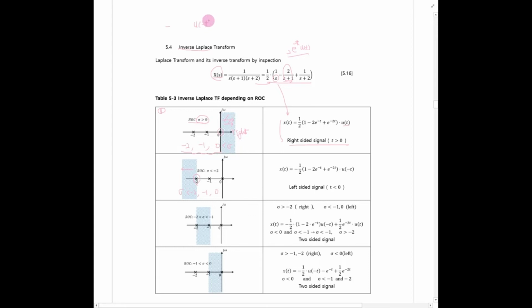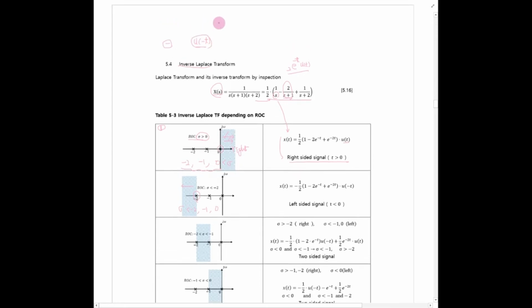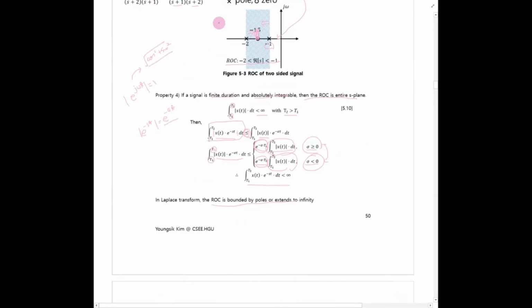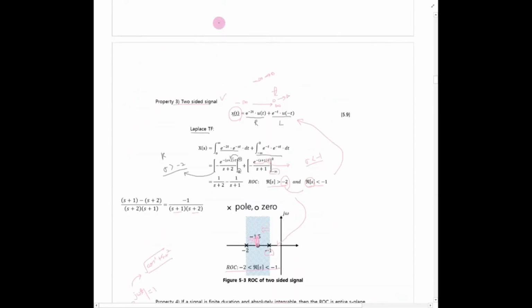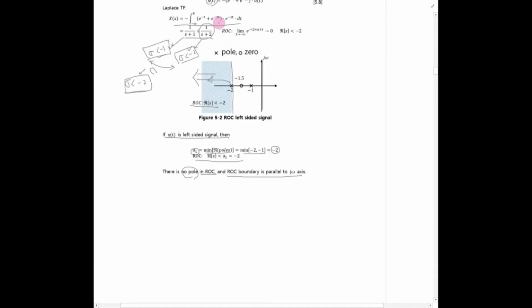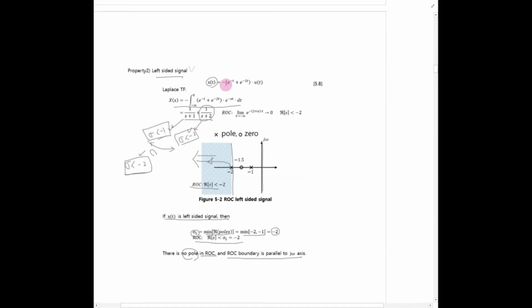Okay. So this part, we already talked about that property in the previous example. Here, for the left-sided cases, we introduce these two things. For a left-sided signal, this should be negative. Sorry, this is another typo. Okay, this way. And the right-sided signal example is shown here.